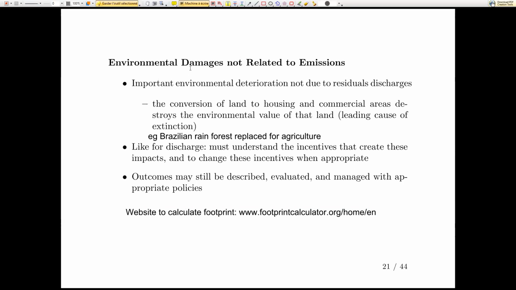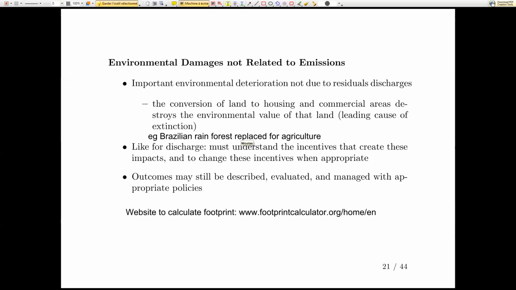So back to these non-emission related damages. You must understand the incentives that create these impacts and change the incentives when appropriate. So for instance, the Brazilian rainforest, where does that come from? Well, beef is something that people like to eat, especially in the United States. And you need to produce a lot of feed to feed those cows. So they just burn down the forest.